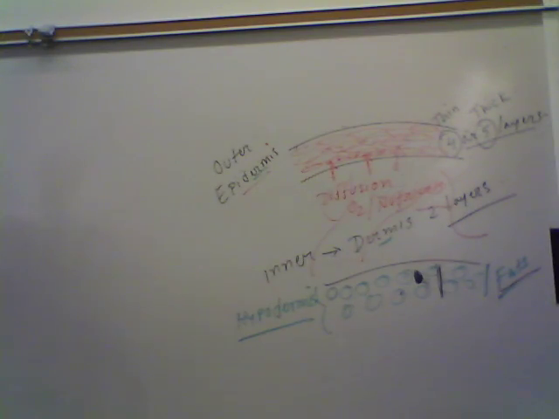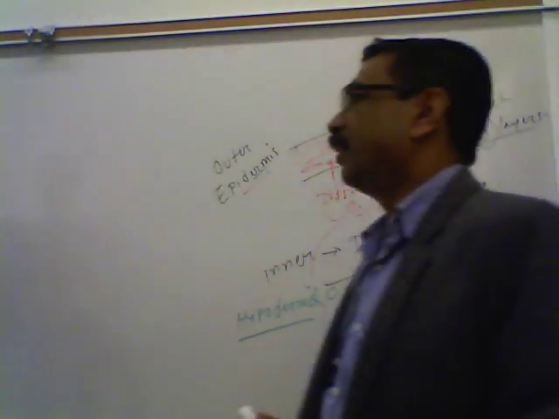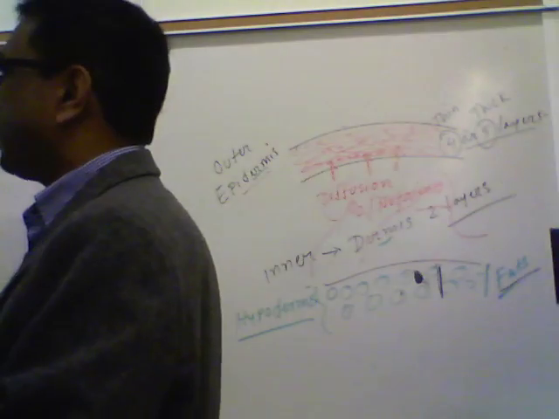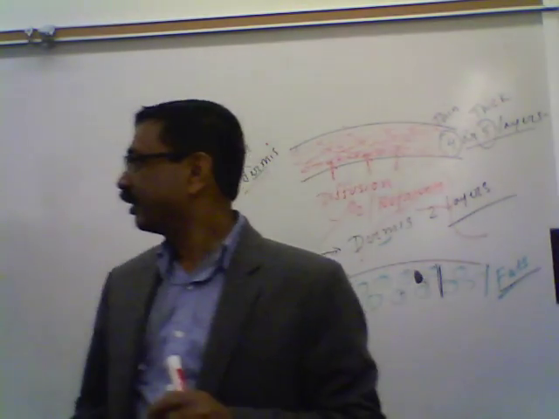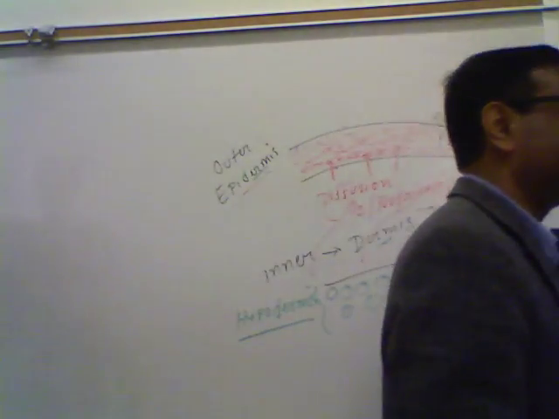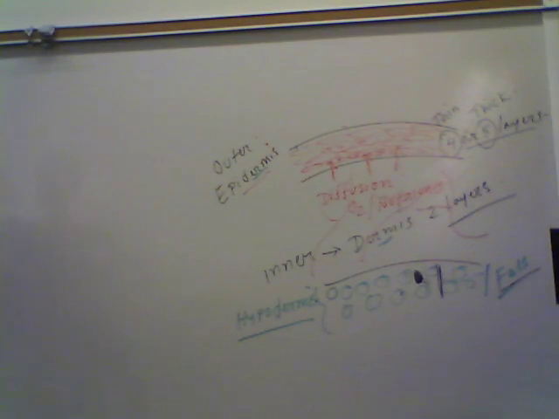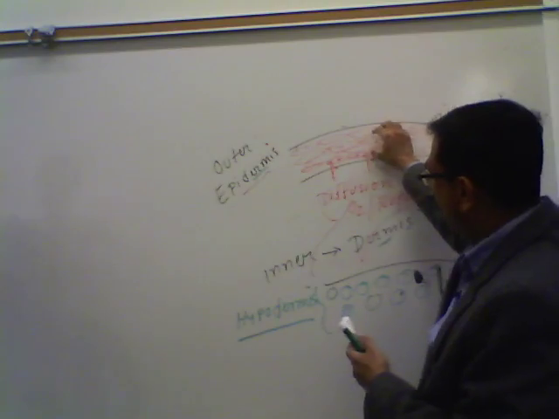Other cells in the epidermis are keratinocytes, melanocytes, dendritic cells, also called Langerhans cells, and tactile or Merkel cells. So those are other cells in the epidermis. Okay?